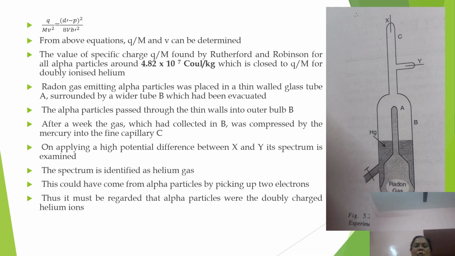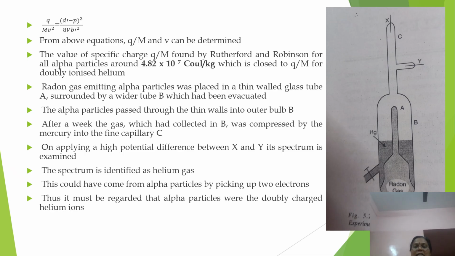If we substitute all the values, the value of q by m determined by Rutherford and Robinson was found to be around 4.82 into 10 power 7 coulomb per kilogram, which is almost close to the charge by mass ratio of ionized helium.